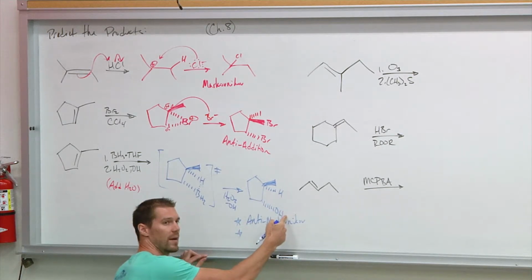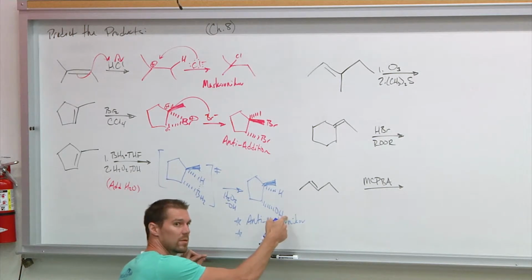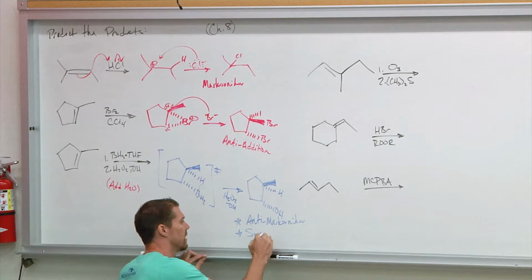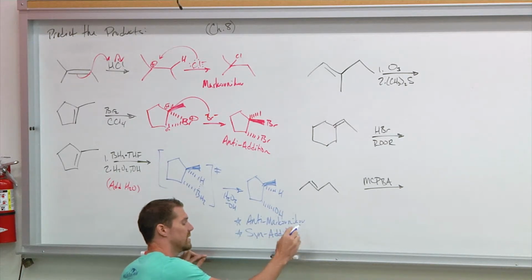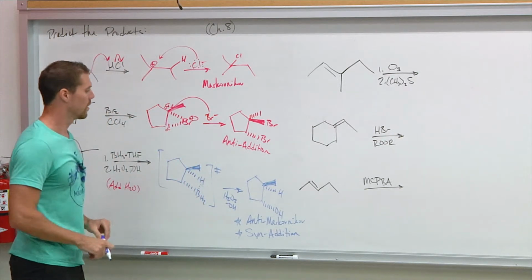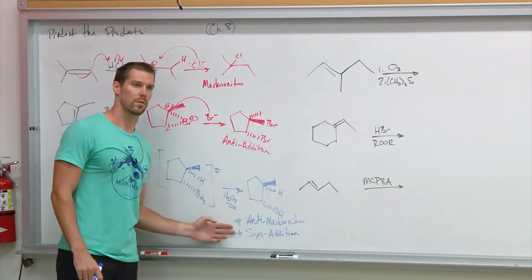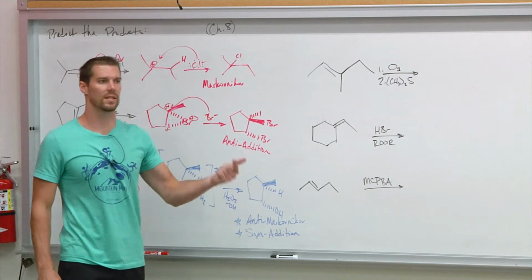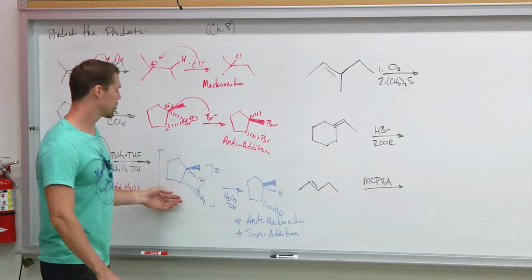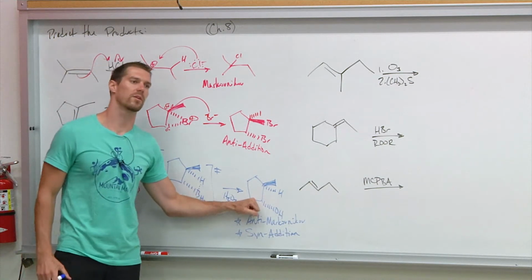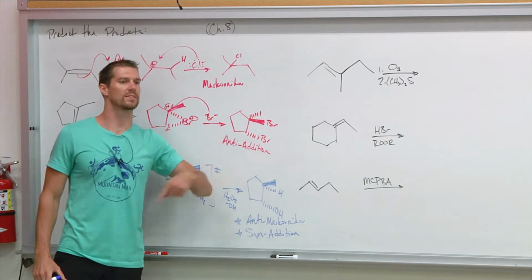H and OH minus added to the same side, right? So this is also syn addition. These are important. If you know it's anti-Markovnikov and you know it's syn addition, you don't have to draw the transition state. You can just say, boom, anti-Markovnikov. The H adds to the most substituted.